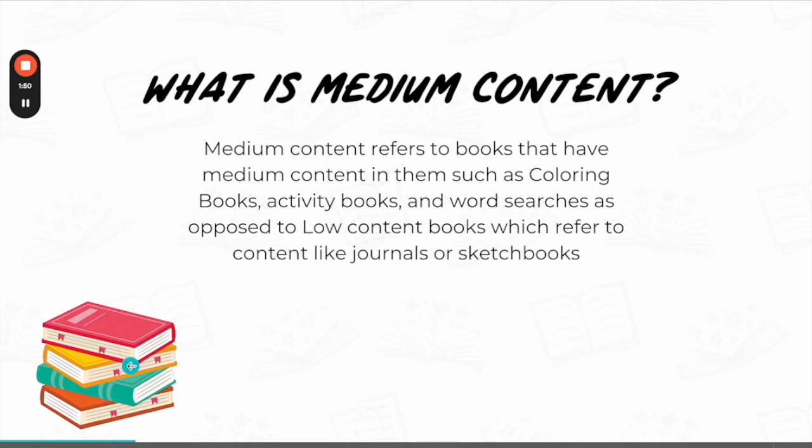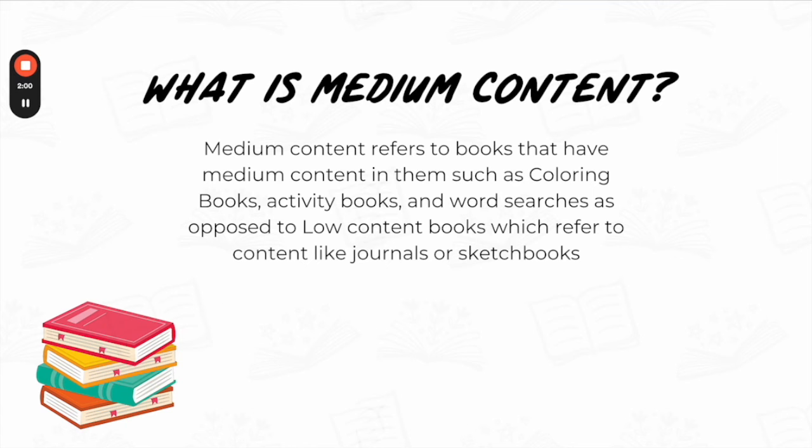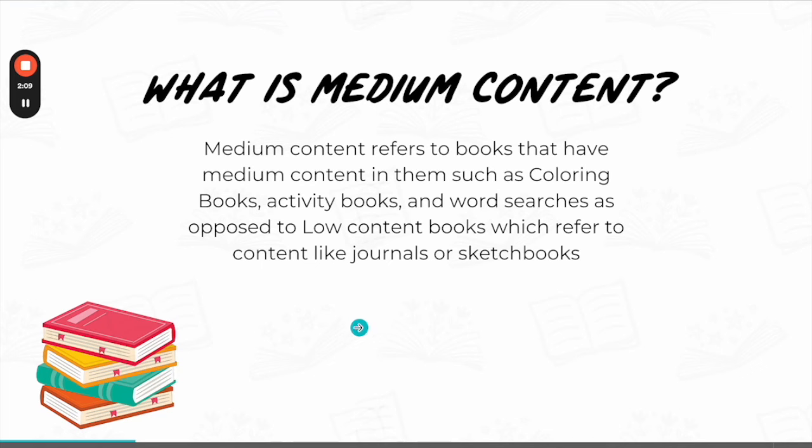So first off, we're going to talk about what medium content is. Medium content refers to books that have medium content in them, such as coloring books, activity books, and word searches, as opposed to low content books that are like journals and sketchbooks, which only have dots or only have lines, and that's it. So what we're going to talk about is the medium content that you can sell on Amazon KDP and start making money.